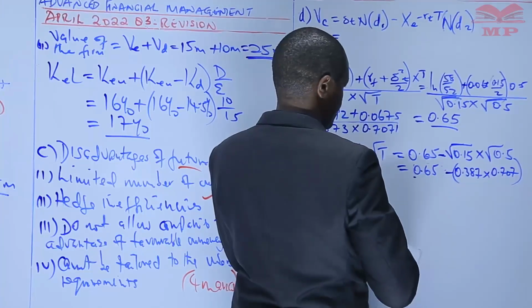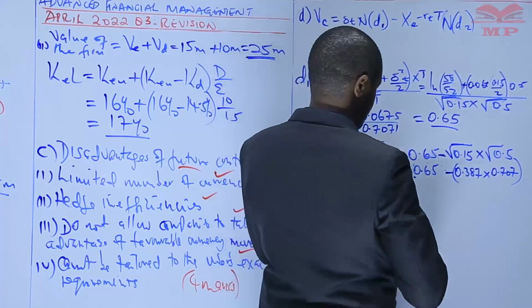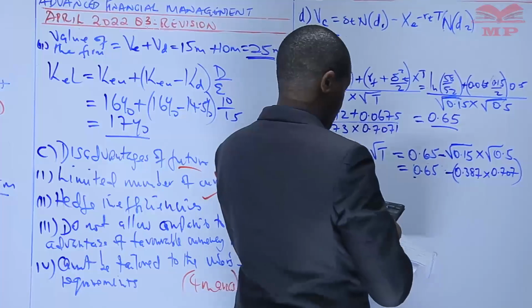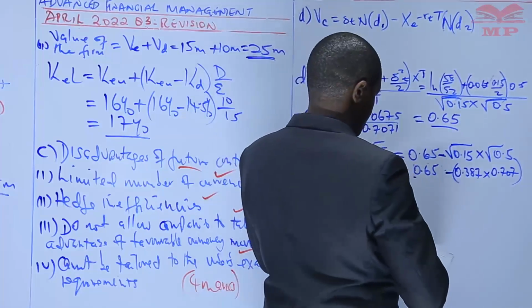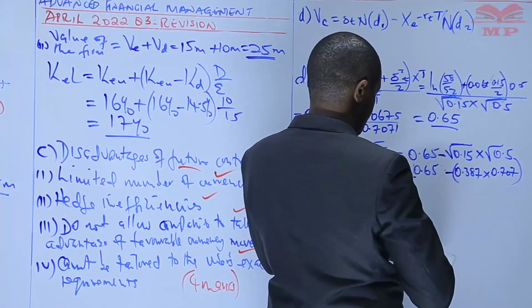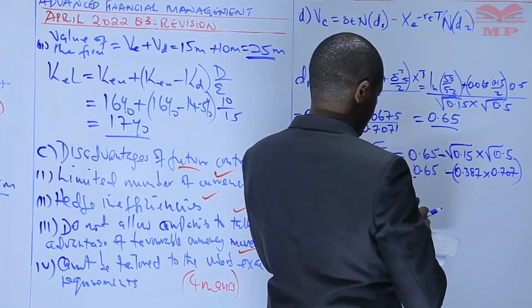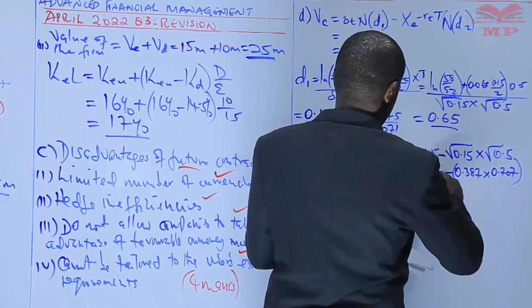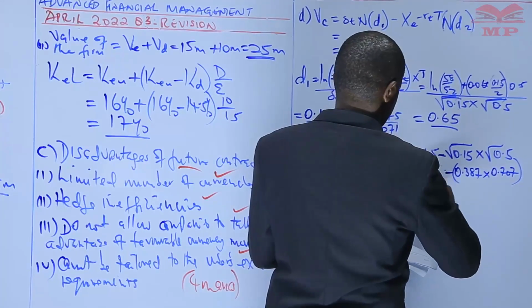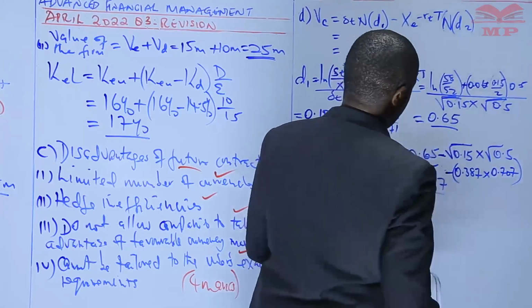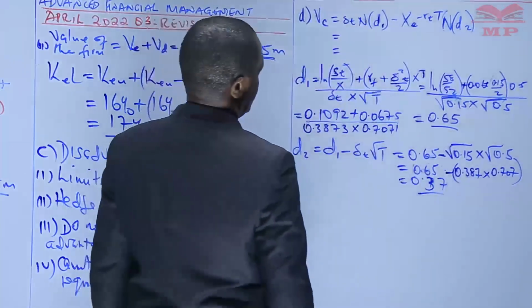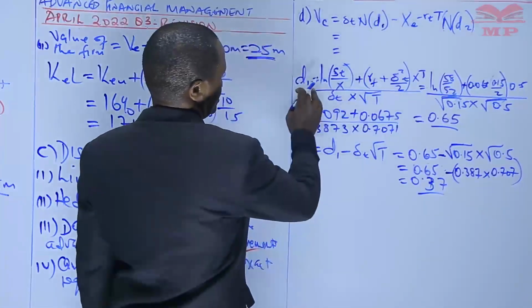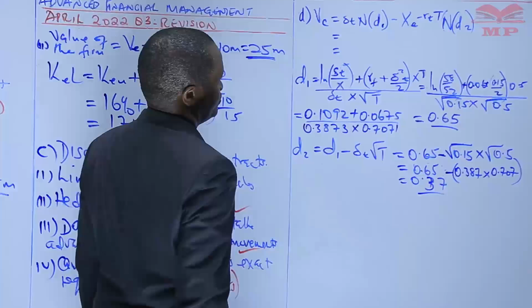0.65 minus 0.387 times 0.707 is equal to 0.37. Correct. 0.37. Now we've done D1 and D2.